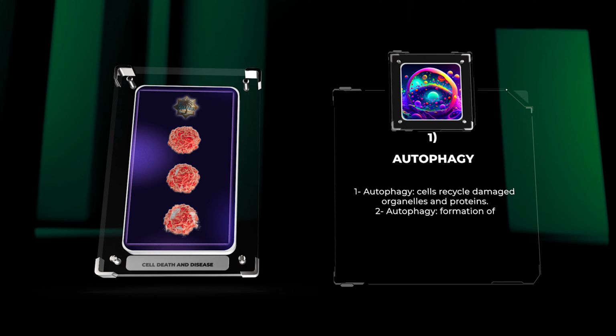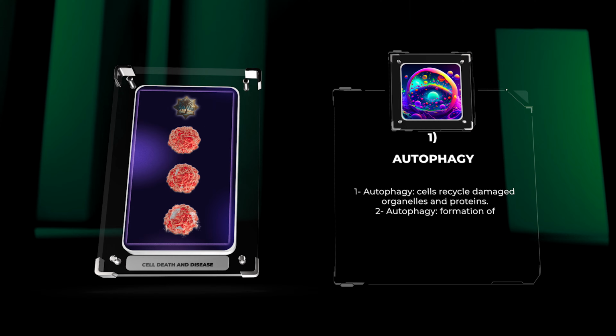In the realm of cell biology, cell death is no longer seen as purely destructive, but as a crucial process for healthy cells. This video explores various ways cells die and their importance in maintaining cell and tissue health, including autophagy, apoptosis, necroptosis, ferroptosis, and more.